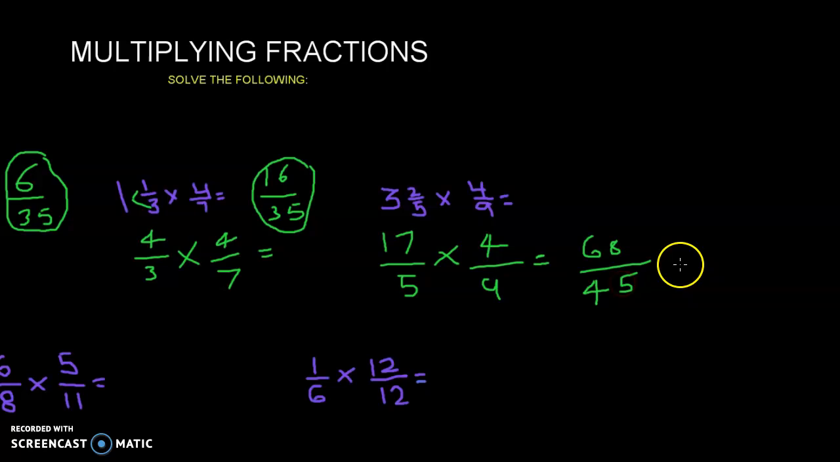Which is equal to 1 and 23 over 45. It's that simple. That's our answer right there. Okay, let me just put this right here. And we have our answer.